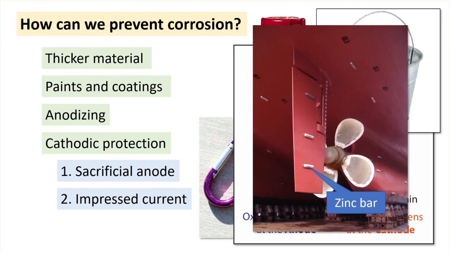They do the same thing on ships. They attach several zinc bars to the hull to save the metal of the ship. In the impressed current method, this method supplies the electrons that the corroding metal would otherwise lose, thus protecting the metal.